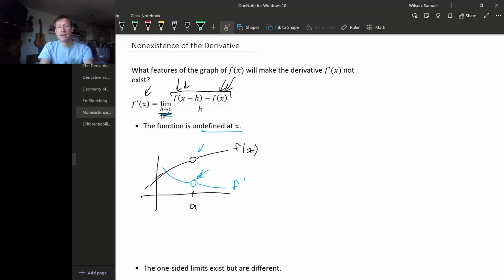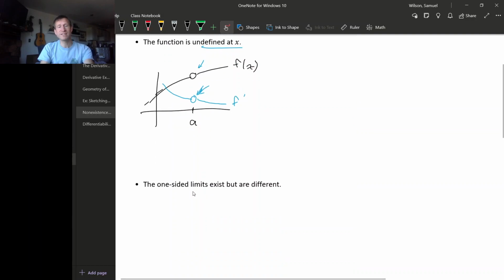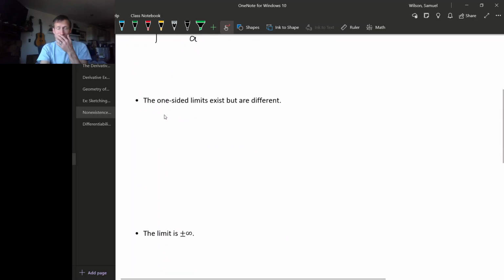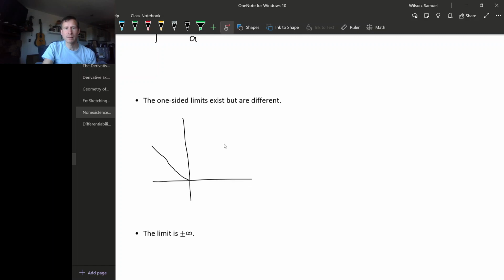Okay, another way this limit can fail to exist is if the two one-sided limits exist but are different. Remember, this limit is a two-sided limit, so it can fail to exist if the one-sided limits do exist but are different. What would that look like? Well, here's an example. You can see that from the left, the tangent slopes are all -1, and so if we sketch the derivative, it would look like this. From the right, the tangent slopes are all 1, and so the derivative to the right would look like this.